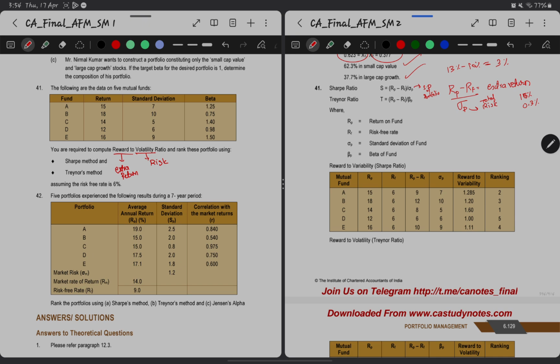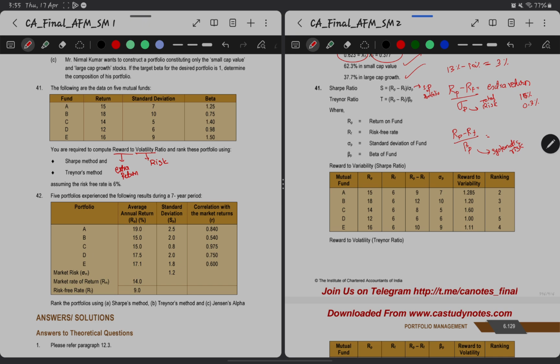Now in case of Treynor's ratio, that is also the same extra return, but it will be divided by the beta of the portfolio. So what this signifies: beta is nothing but the sensitivity of the stock's return towards the market return. So the sensitivity of stock towards the market return basically says only the systematic risk portion of a stock. That's what Treynor's assumption is.